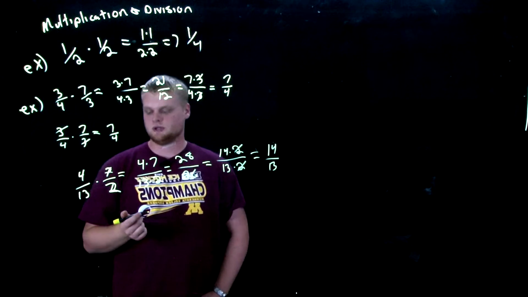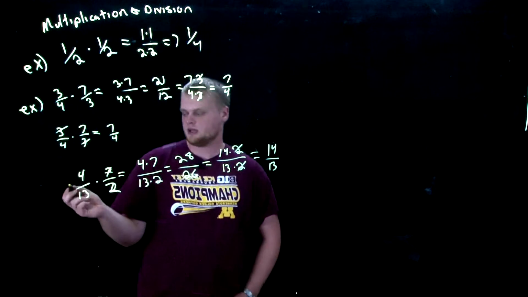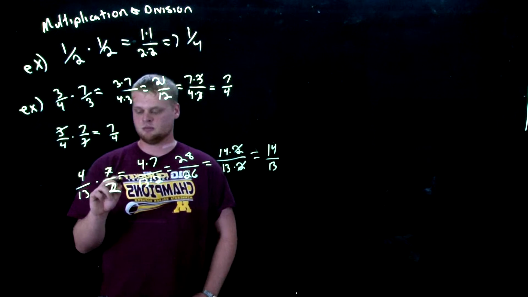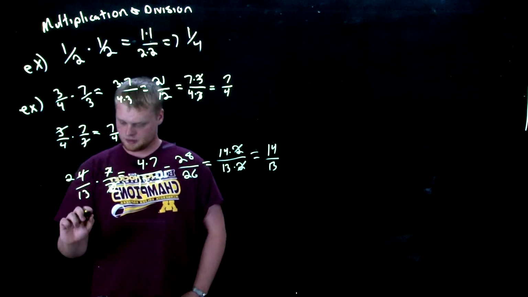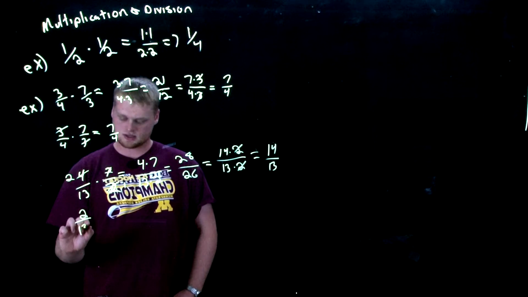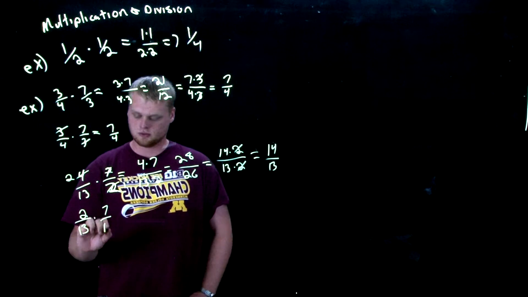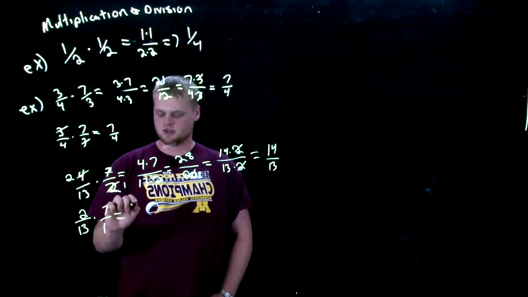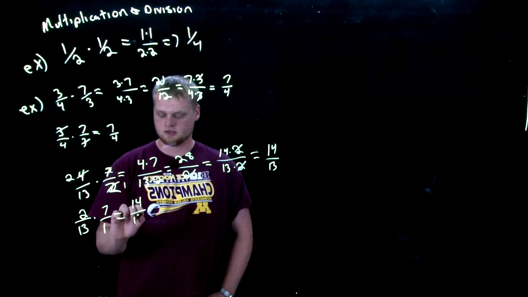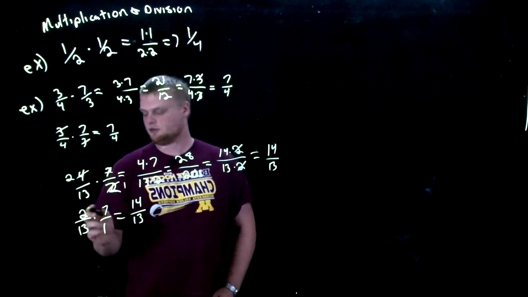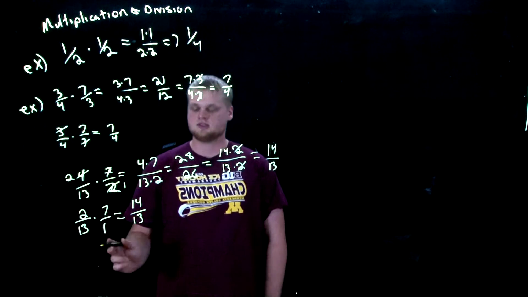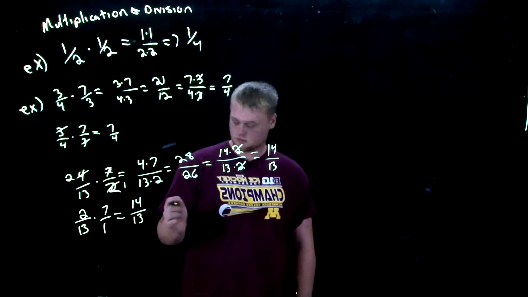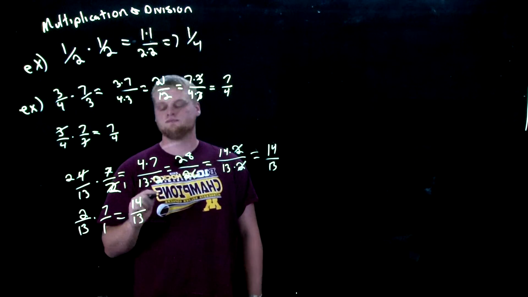The other way you can do it is if you realize over here, 4 and 2 both have a common factor of 2. So this becomes a 1, and this becomes a 2. And you're left with 2/13 times 7/1. Multiply those together, 14/13. And as you see, if you make this cancellation right away, it's a one-step problem. If you don't, it's a lot more steps. It's a lot more difficult.